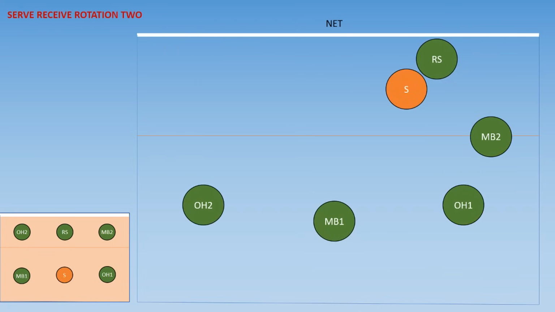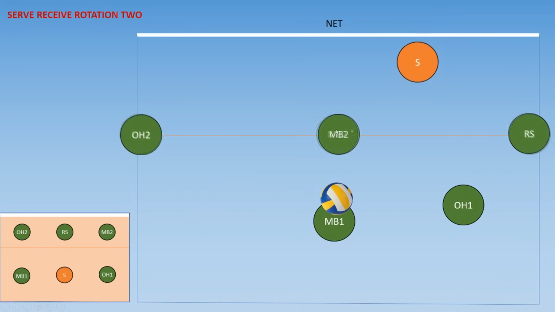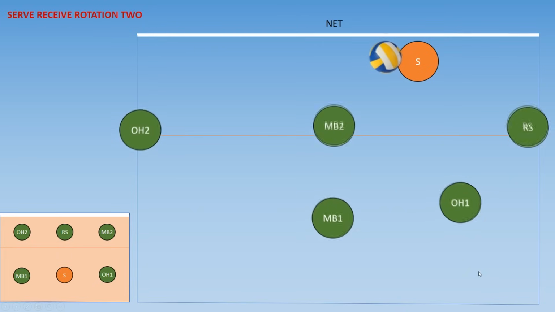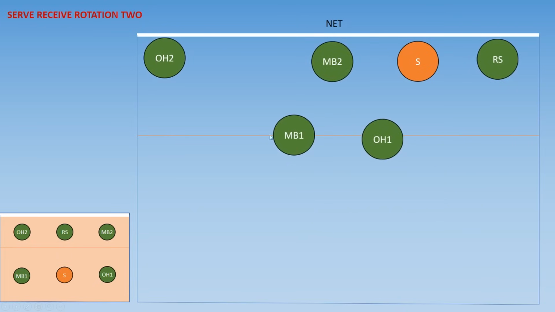Serve receive rotation 2. We've hidden the setter up here. We've pulled this guy back to pass. Serve's going to come over, and all these players are going to rotate to a hitting position, and the set is going to go to our middle blocker, and these two players are going to cover. What do we do when the ball has crossed the net?